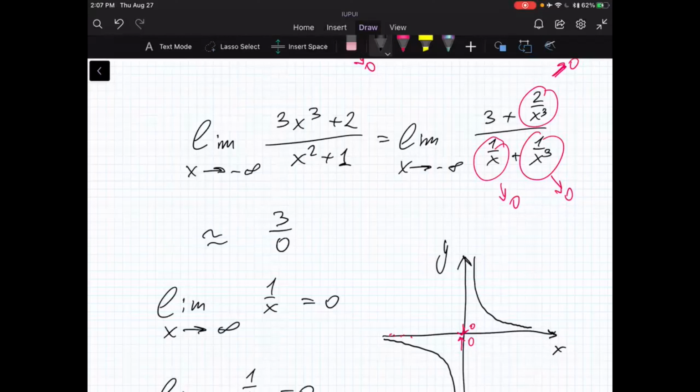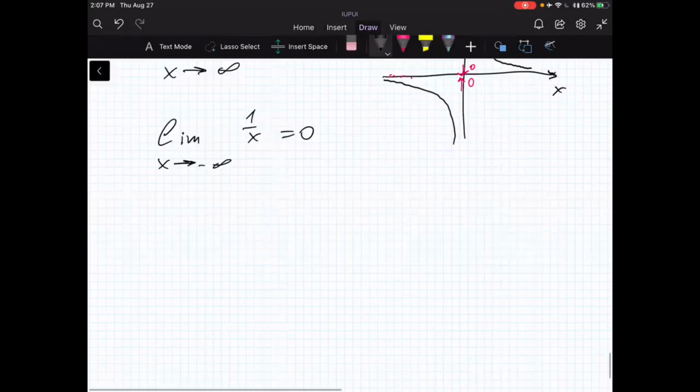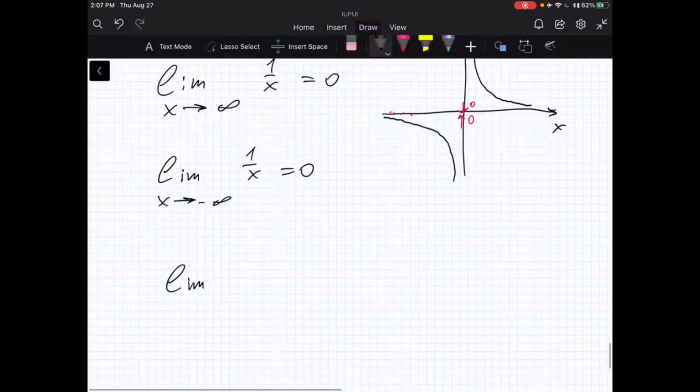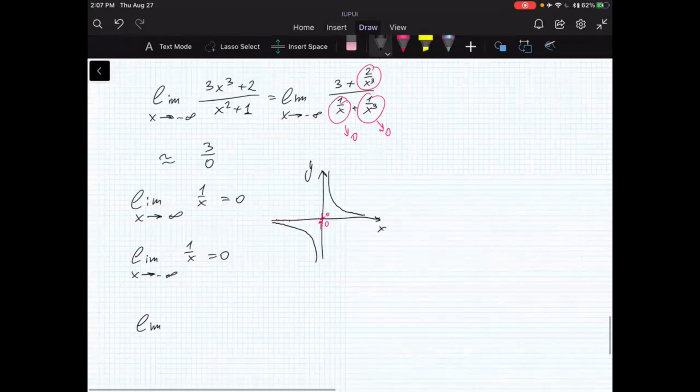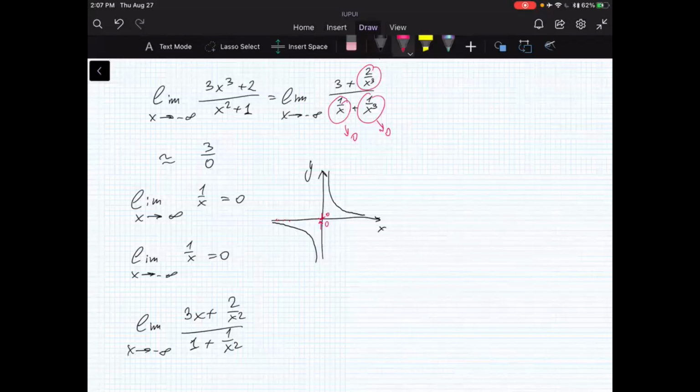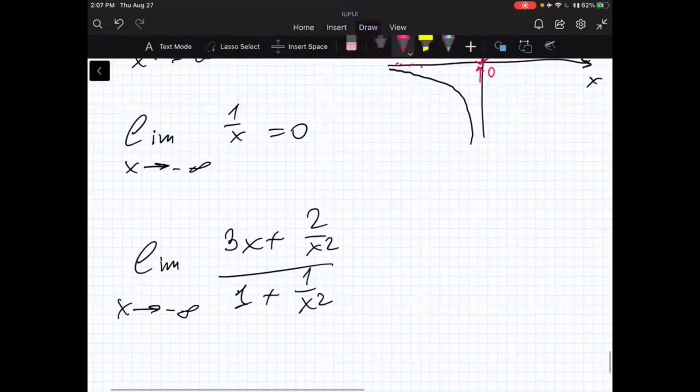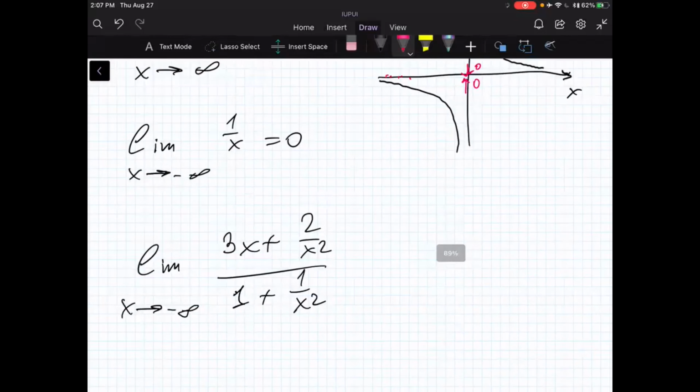In this case, what you should do is divide not by x cubed, but by x squared. So it is the same as the limit of 3x plus 2 over x squared, divided by 1 plus 1 over x squared. So sometimes you should play with the expression to figure out what's happening. So we don't always use the highest degree polynomial?